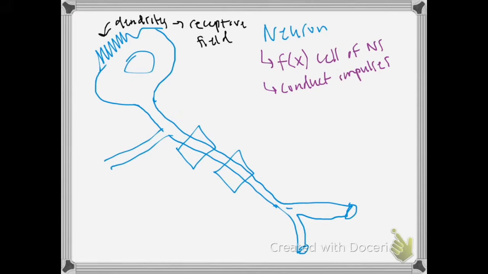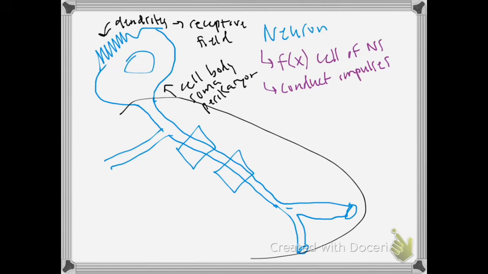So we have the dendrites. Next, we have the cell body. So the cell body can also be called the soma or the perikaryon. We'll talk about a few more things with the cell body in a minute. Then we have this whole thing over here. So this is called the axon. So this is our axon.